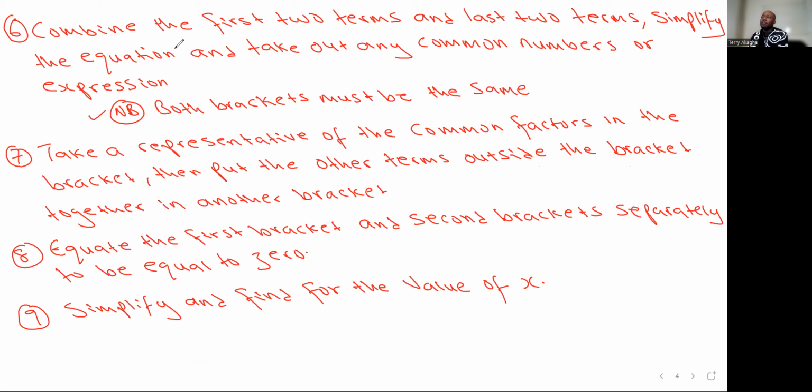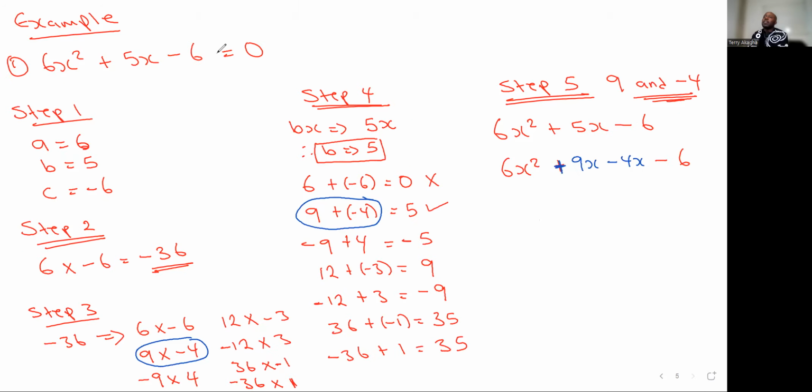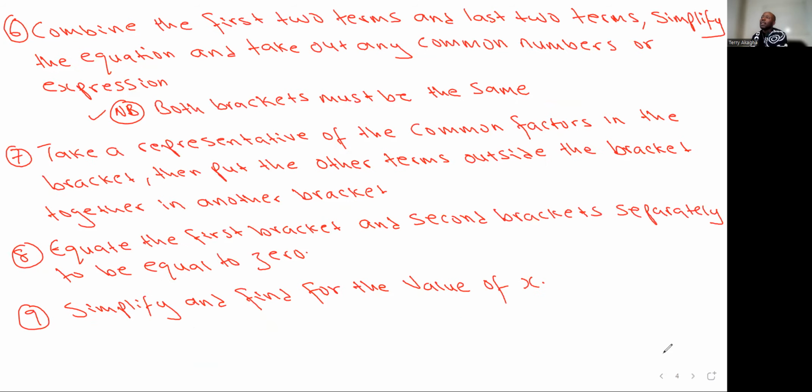Now we'll go to step 6. It says we should combine the first two terms and the last two terms. So let's first do that. Let's combine the first two terms. We have 6x squared and 9x, and the next two we have are minus 4x and minus 6. Okay? Now, the next part says, then simplify the equation and take out the common numbers or expression.